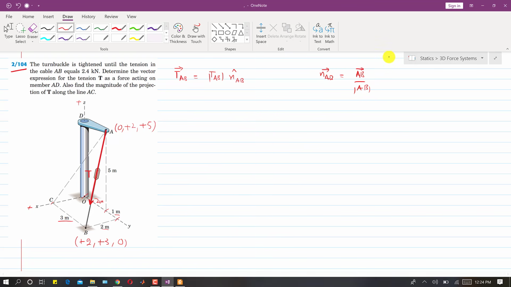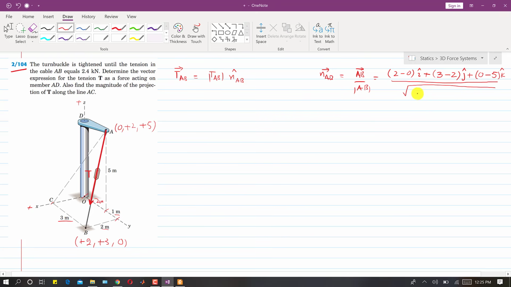So to find the AB vector, we will subtract the coordinates of A from B, right? So it will be (2 minus 0) i, the x coordinate of B minus the x coordinate of A. Similarly, the y coordinate of B minus the y coordinate of A, so it is (3 minus 2) j, right? And similarly, the z coordinate of B, so it is (0 minus 5) k, right? And this is equal to 2 minus 0. So to find the magnitude, we will write it like this.